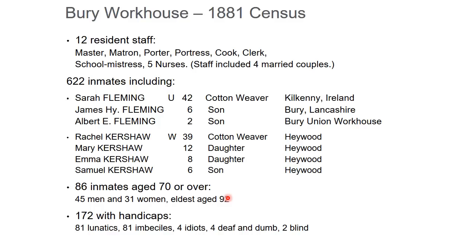172 inmates labelled as having handicaps: 81 lunatics, 81 imbeciles, 4 idiots, 4 deaf and dumb and 2 blind inmates. If you're not familiar with the terminology, lunatic means mentally ill, and imbeciles and idiots were two of the standard labels for people with intellectual impairment, what we'd now call severe learning difficulties. Idiocy was the more severe condition, and imbecility a less severe form.